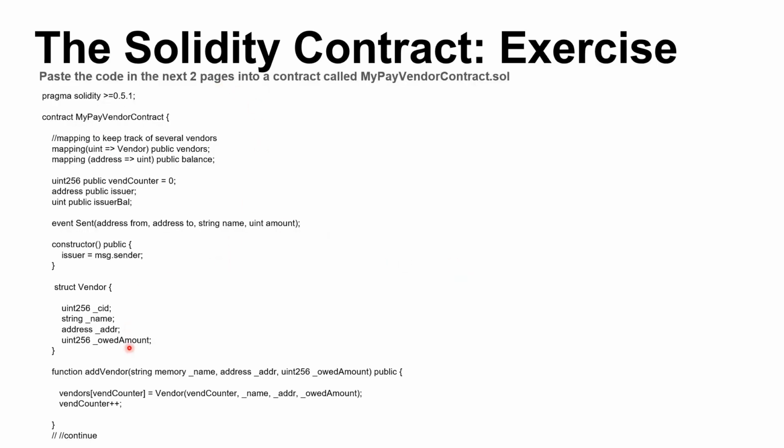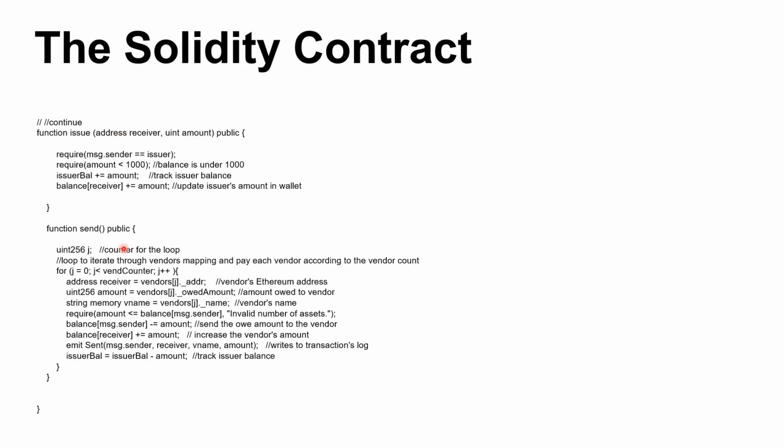Here is our exercise. This is a little long, but it's called My Pay Vendor Contract. This is kind of interesting because not only do we use what we just learned about to set up vendors, we're actually going to issue, not really a cryptocurrency, but the very beginnings of our own type of payment method, which could be considered almost like a currency for our particular contract. And then we're actually going to pay our vendors. So let's take a quick look at what we'll do for this exercise.